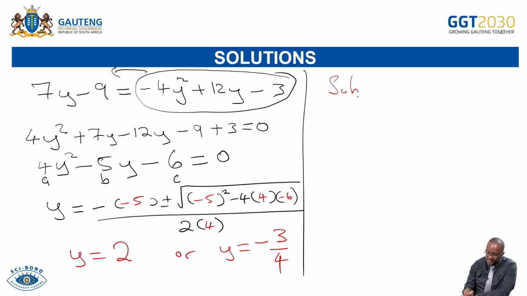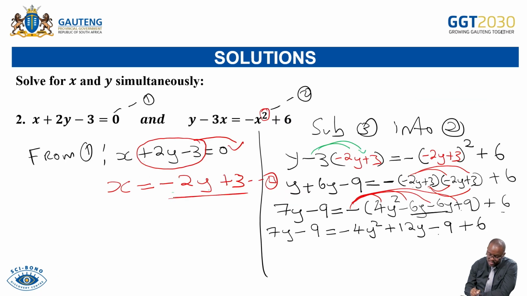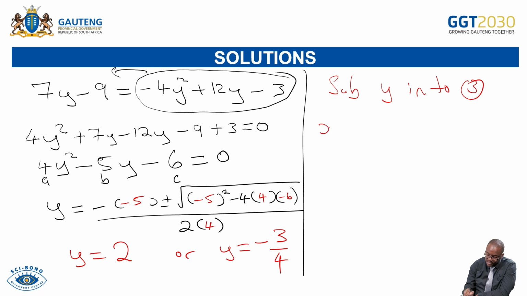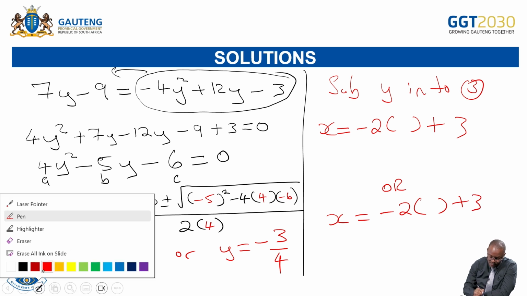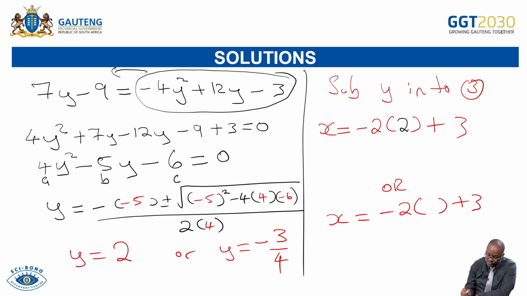Then remember, we can substitute y into equation 3. In equation 3, our x was negative 2y plus 3. So x is equal to negative 2 into y plus 3. Remember our y values there. The first one is 2. Then x will be negative 2 multiplied by 2, which is negative 4, plus 3 is negative 1.